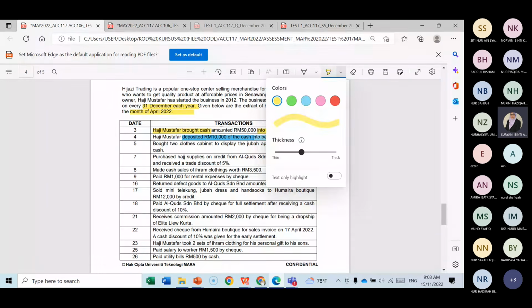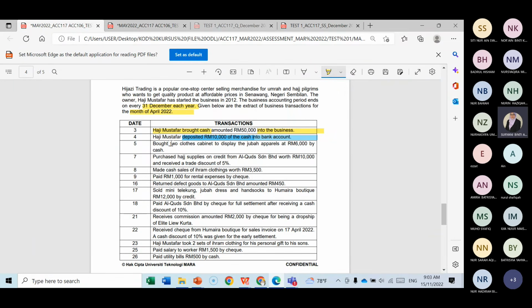So on 5th April, what happened? Okay, the business bought 2 cloth cabinets to display the jubah apparel at 6,000 by cash. So the business bought a display cabinet. The display cabinet is not for resale, class, but it is used to display the jubah apparel. Jubah is the product sold by Hijazi Trading. And the cabinet is bought using cash, not by credit. So what will be the effect?